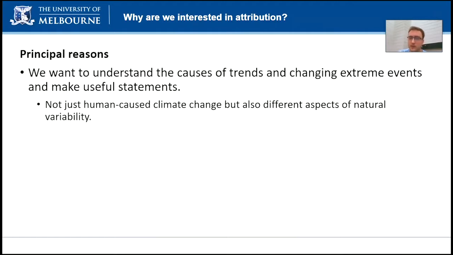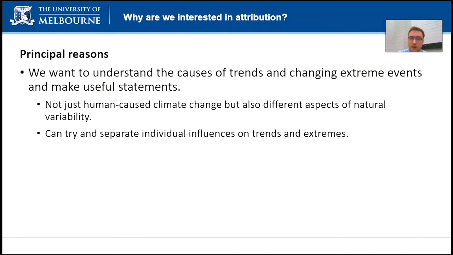And we're not only interested in human-caused climate change, but also in various different aspects of natural variability. So whether that's things like the El Nino Southern Oscillation, or volcanic forcings, solar forcings. And we can also try and separate individual influences. So we can look at, for example, the anthropogenic influence through greenhouse gases only, versus anthropogenic aerosol emissions.